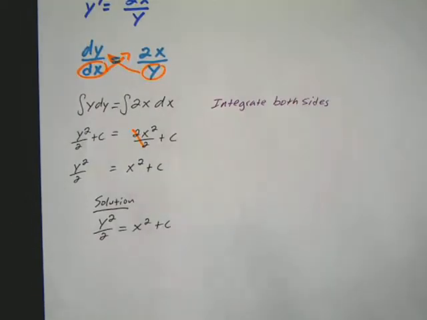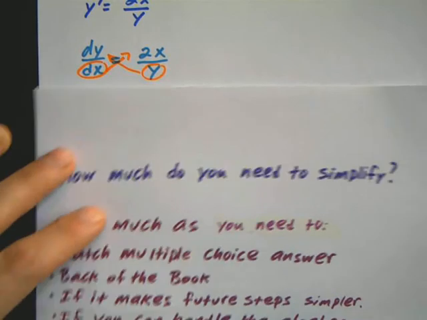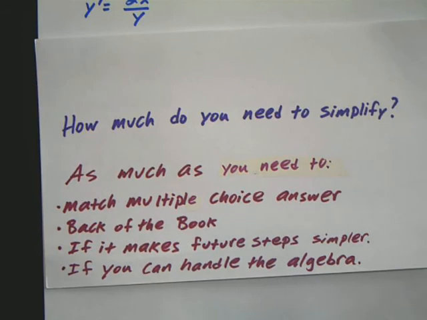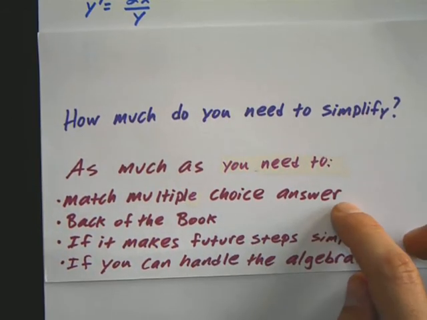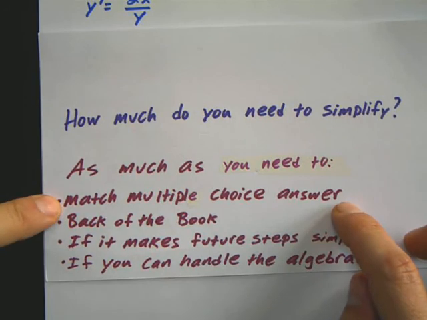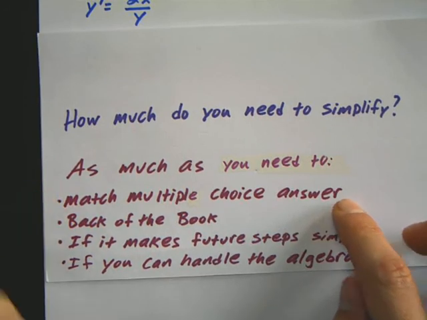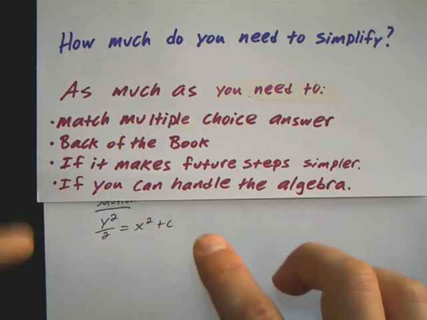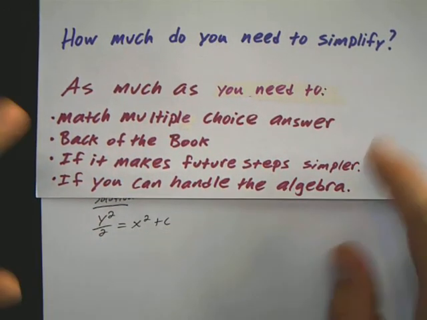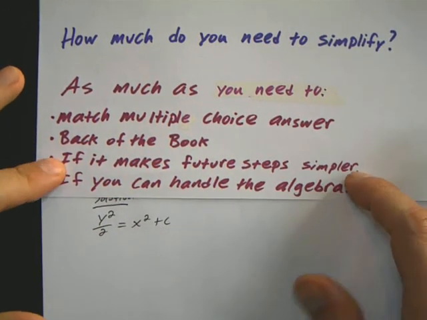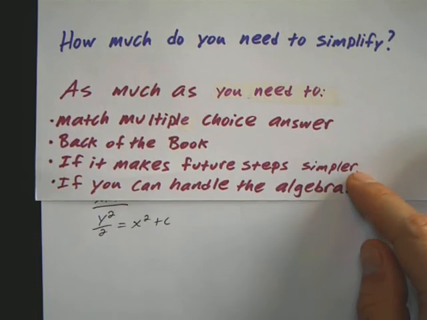Now, something you might be thinking is, how much do I have to simplify my answer? Is this as far as I have to go? And the answer is, it depends. Something I talked about last chapter was that how much you have to simplify really depends on what you need to do with the answer. If it's to match something, like on a multiple choice test, then you probably have to simplify this a little bit further. The back of the book probably simplifies this a little bit further. If you have to do additional stuff with this answer, you might need to simplify this.